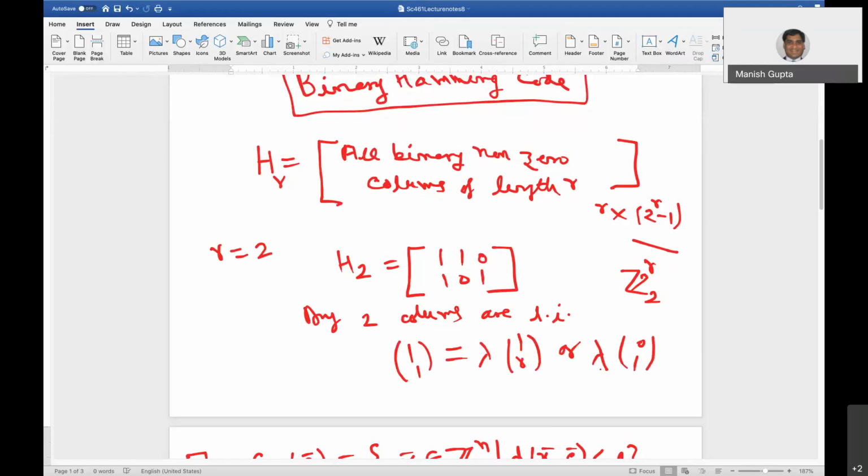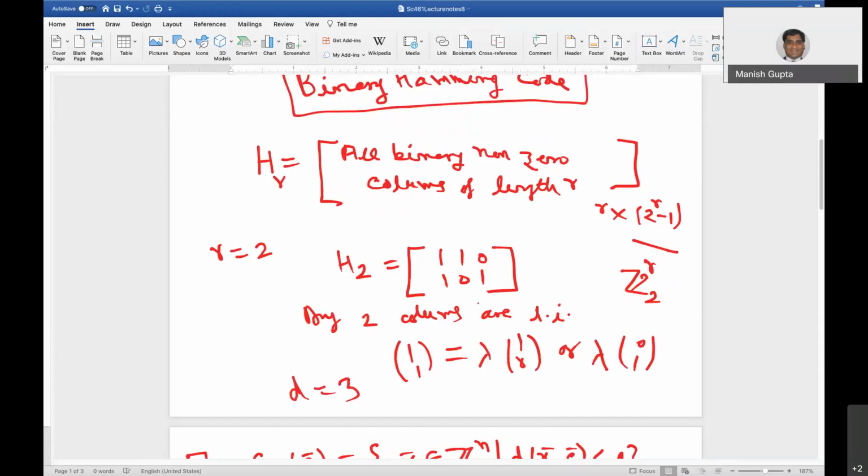Now you remember there was a result: if H is a parity check matrix of a linear n, k, d code, then any d minus 1 columns are linearly independent. So there is a connection. If we are able to show that any two columns are linearly independent, the minimum distance of this code turns out to be 3, because any d minus 1, that is two, columns are linearly independent.